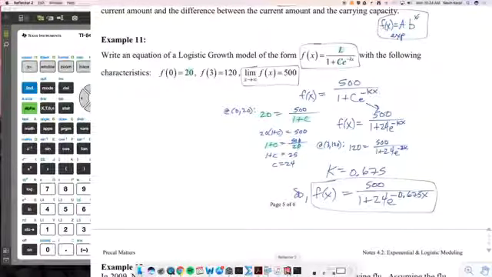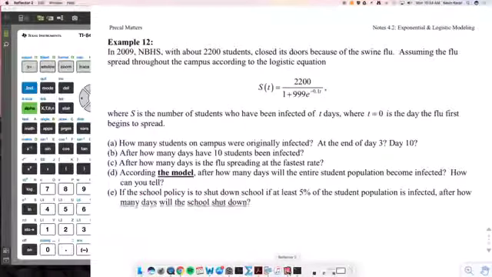Okay? All right. So again, if you want to do example 12 on your own, that's good practice for the test. You can compare it with the notes from the last section, the very last example. All right, we're done.